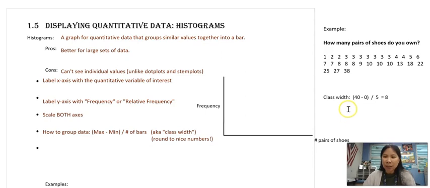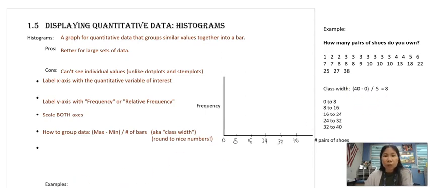So here's how I like to write it out. On the x-axis, I'm going to start at 0 because that's what we called our rounded nice minimum number. Since I know my class width is 8, I'm going to add 8 to get to my next number, add 8 to get to the next number, add 8, add 8, add 8. At my last one, 40, this will include that 38 as my biggest number in my data set.